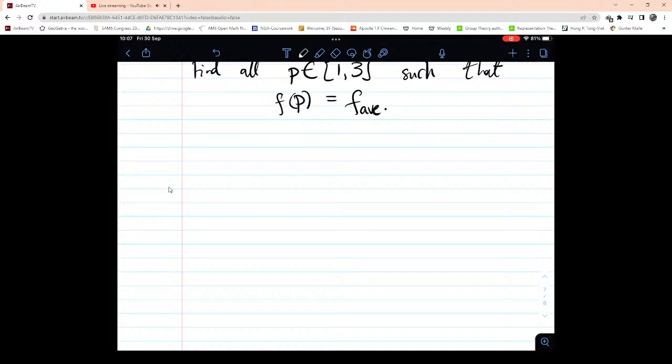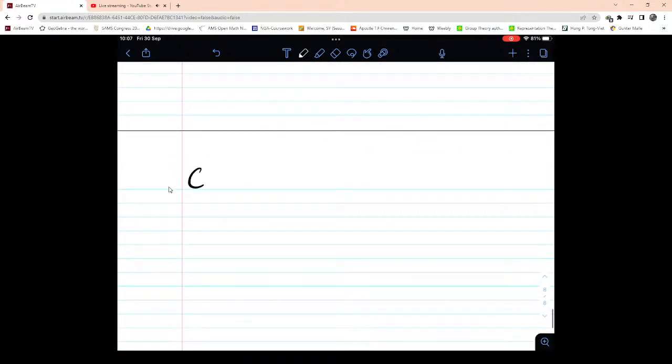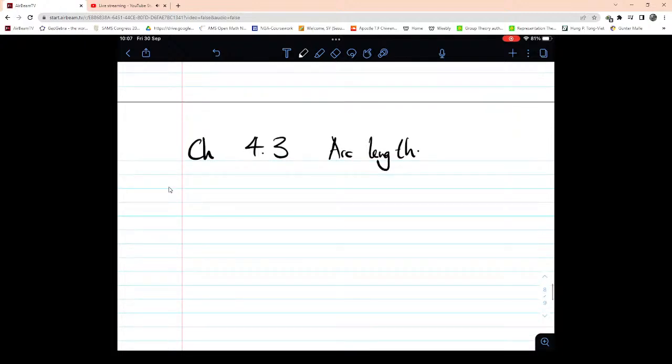Now let's go on to, let me start on a new page, chapter 4.3, which is arc length. Right, so what we sort of want to determine when we are thinking of an arc length is, suppose you've got a function.